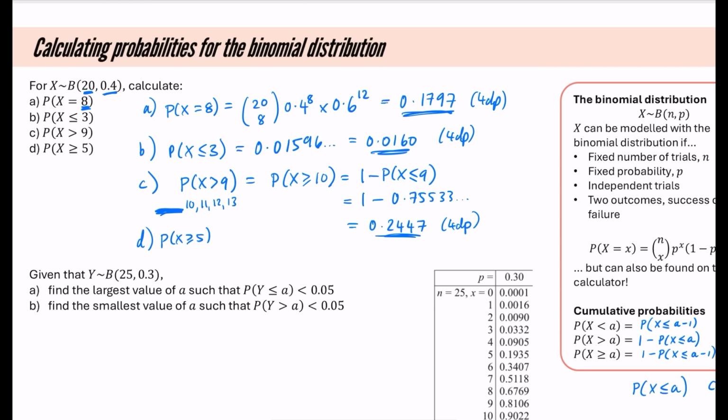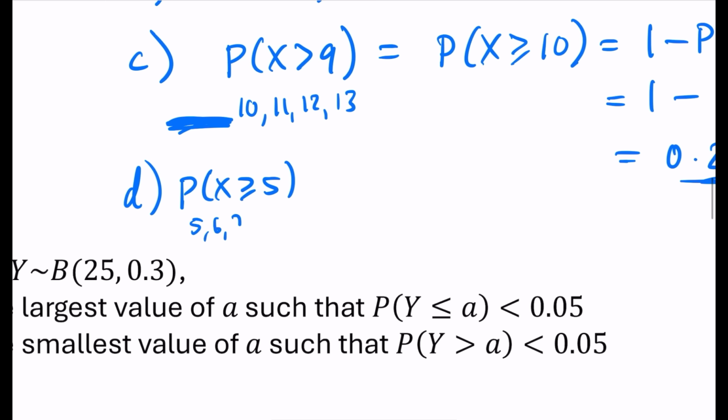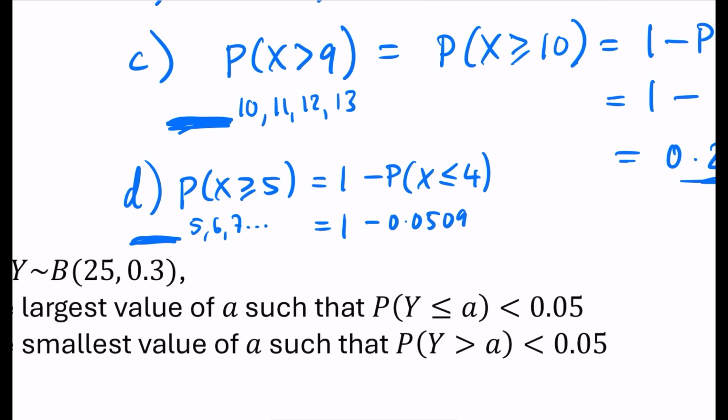Okay, and then last of all, part D, the probability that x is greater than or equal to 5. Well, we're really talking about 6. Oh, no, we're talking about 5, 6, 7. So we're removing all of the ones that are less than 4. So that's the probability that x is less than or equal to 4. Again, if you have the graphics calculator, go straight to it. You could just do between 5 and 20. But I'm going to pretend I don't have the graphics calculator, and I'm going to do 1 minus 0.05095. 4 decimal places is 0.9491.